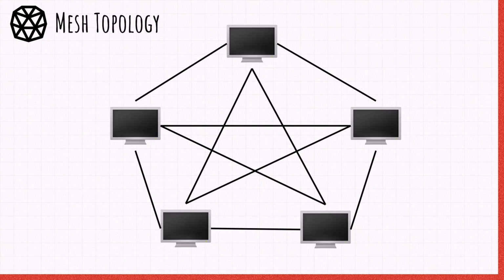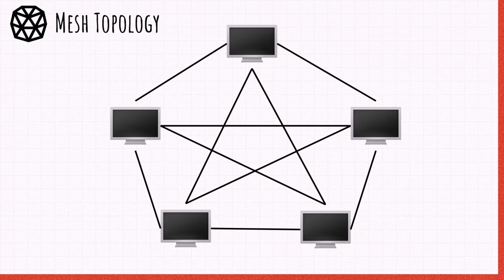In a partial mesh topology, devices are not connected to every other device, but they do maintain selective connections based on their specific requirements. This reduces the complexity of connections while retaining redundancy.